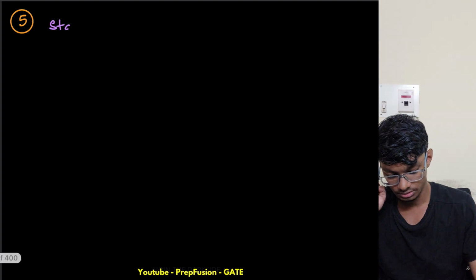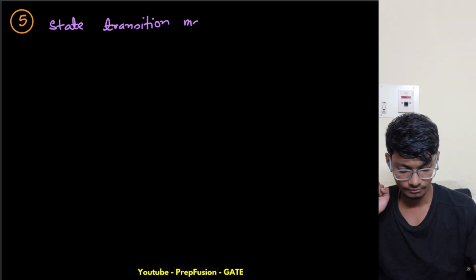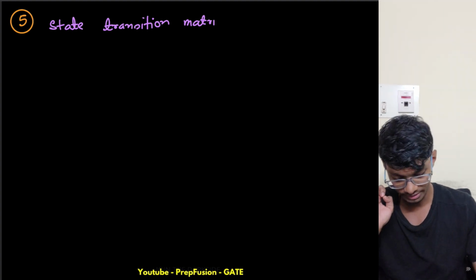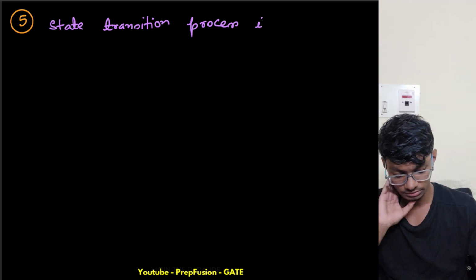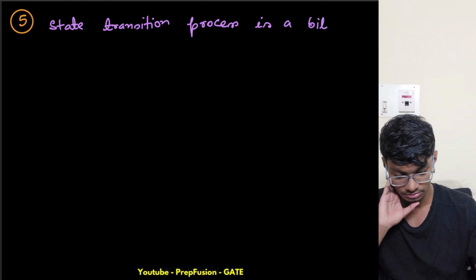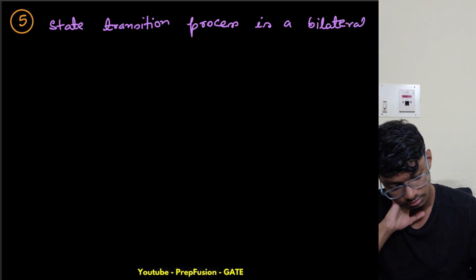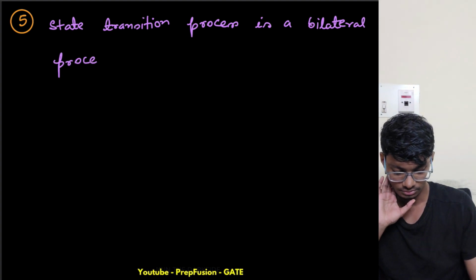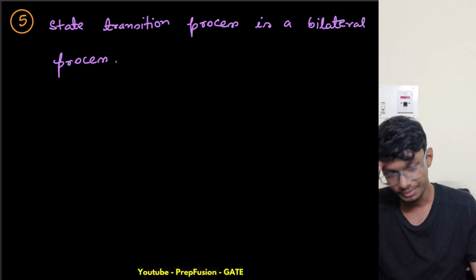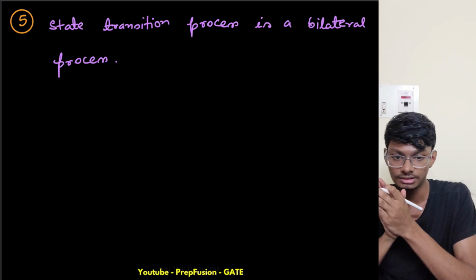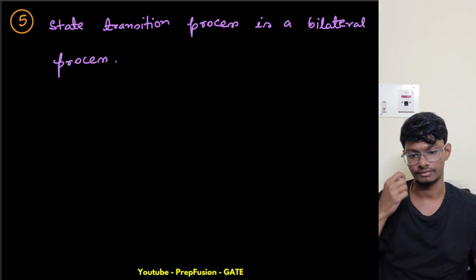This is just a theoretical point: the state transition process is a bilateral process. What this means is that transition in time can go in either direction, either in the positive direction or in the reverse direction, just the equation will change. So let me explain it to you.